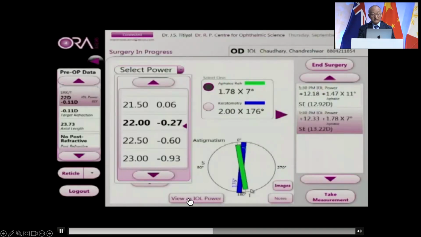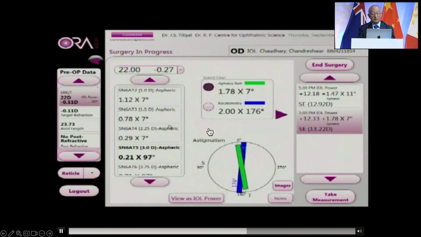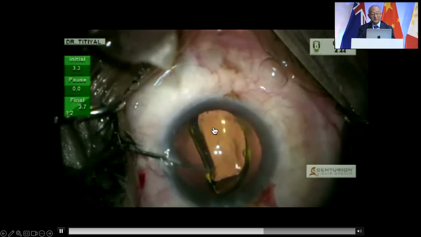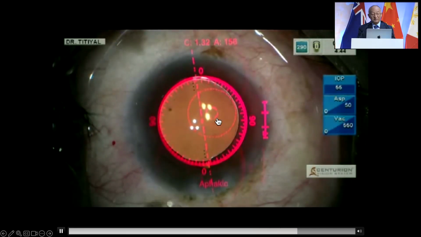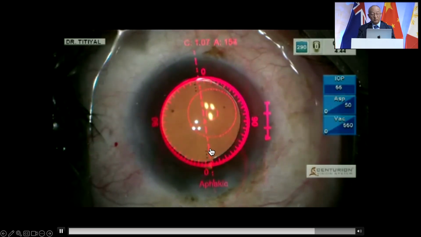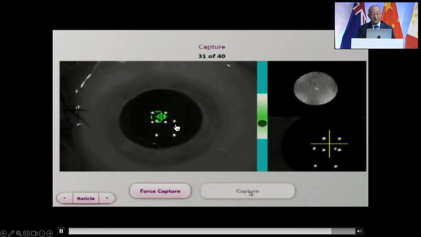Now we'll take the optical reflection. That gives you a new calculation of IOL power as well as axis. Accordingly, choose the lens, implant the lens, and place it according to the axis given by the ORA. Hydrate the wound. Again, take the readings.